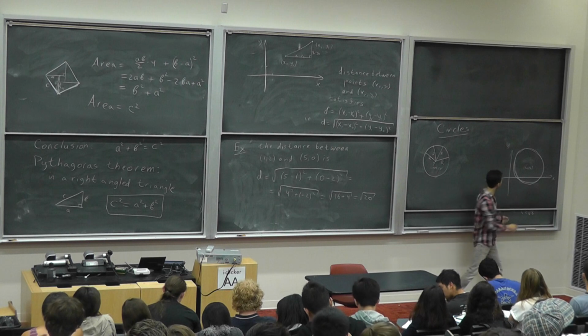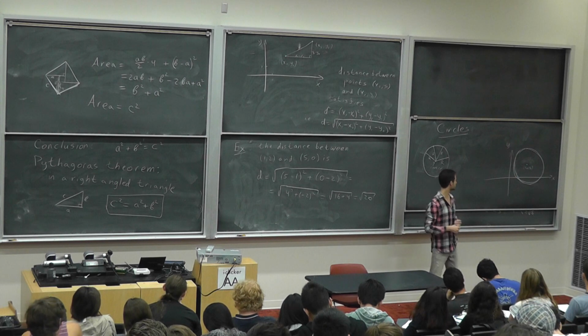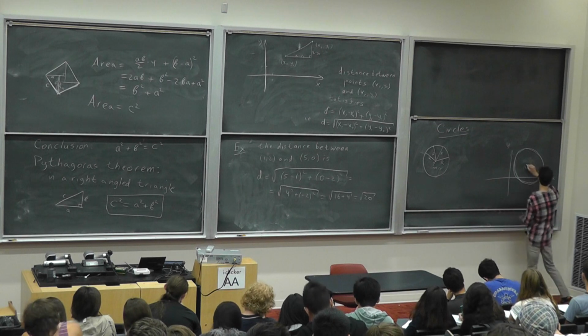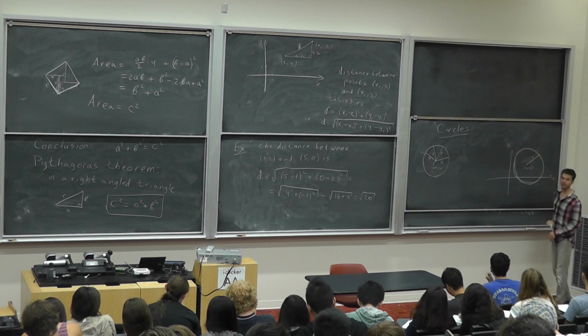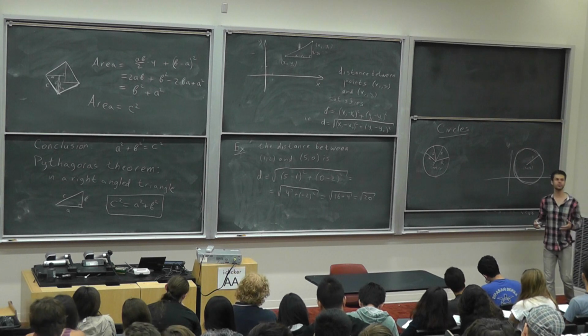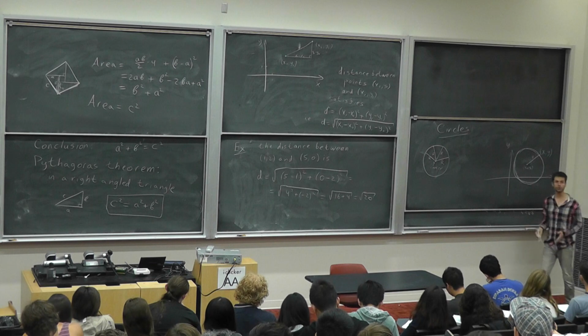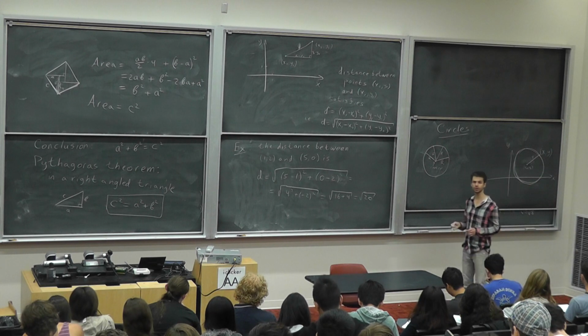It's hard to draw a good circle on the board. Let's pretend that it is one. So my question is, suppose I give you another point on the plane with coordinates x, y. How do I figure out whether it lies in the circle or not?